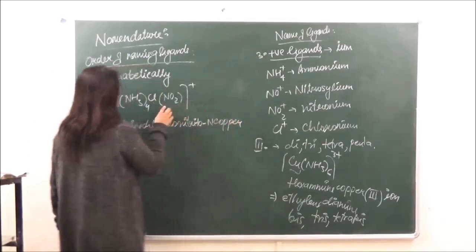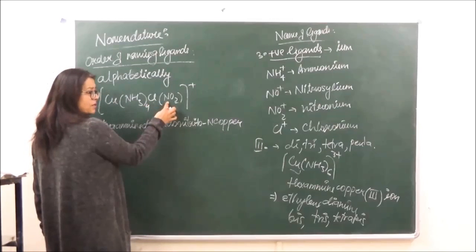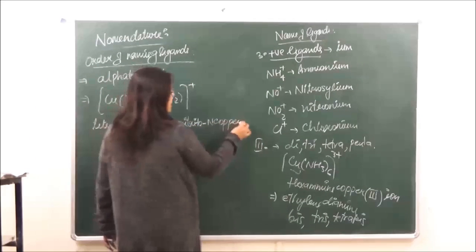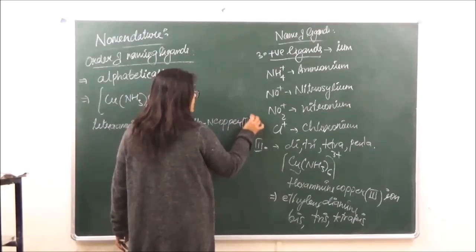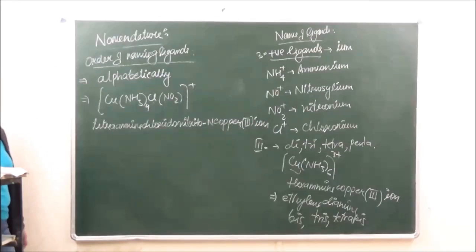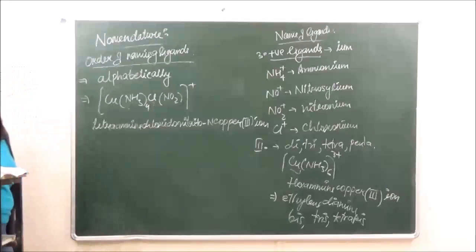कॉपर. ऑक्सीडेशन स्टेट ऑफ कॉपर आप यहाँ पे डालो. दिस इज नेगेटिव, तो +3 हो जाएगा. -2 और +1, that is going to be 3, and finally you are going to write iron. Okay, so this is how you are going to name. You are going to name it alphabetically. First amine, then chlorido, and then nitrito.